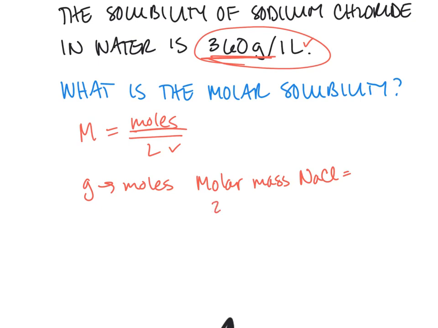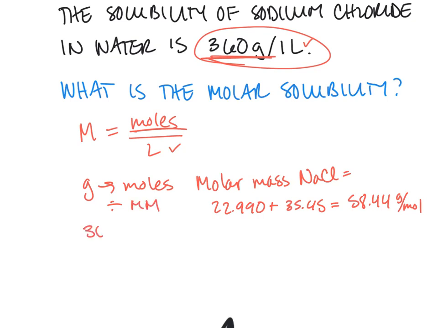Sodium is 22.990. Chlorine is 35.45. You add those up, and you get 58.44 grams per mole. Now, if I'm going from grams to moles, I'm going to divide by my molar mass.